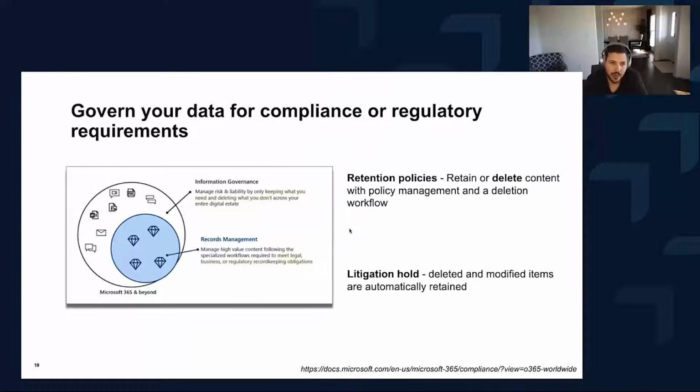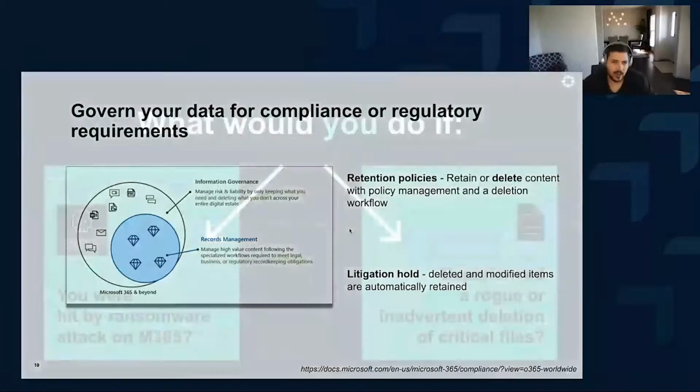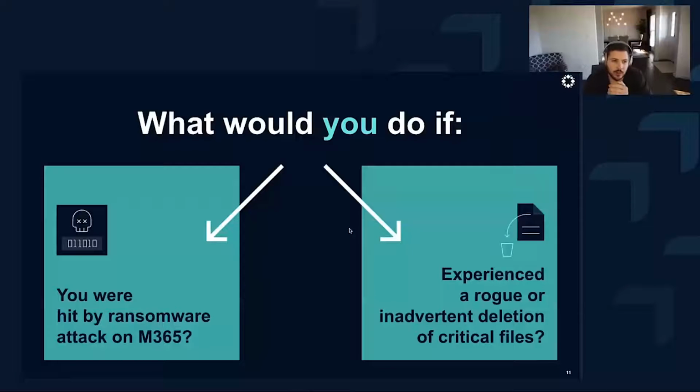And this is either through their extensive e-discovery suite that comes as part of 365, or by exporting it out to the corporate lawyers involved here. All right, so now that we have a high-level understanding of what these native tools are, the question that's really driving all of the conversations today around Microsoft 365 protection is, what would you do if you're hit by a ransomware attack? Or what would you do if you experienced a rogue admin, or somebody on your internal teams accidentally deleting the business critical files in your ecosystem?